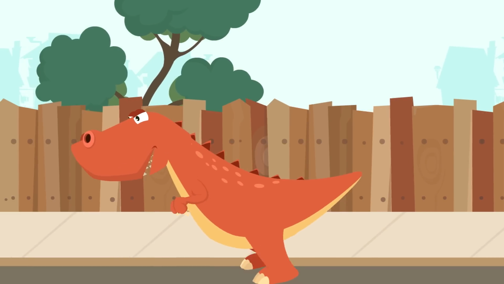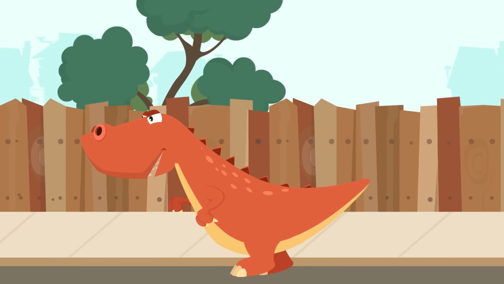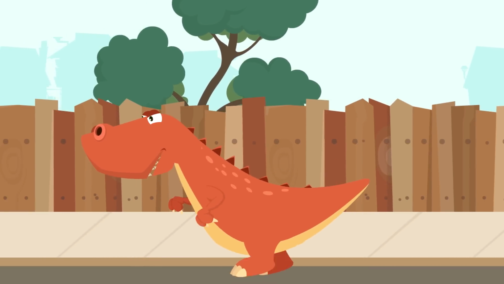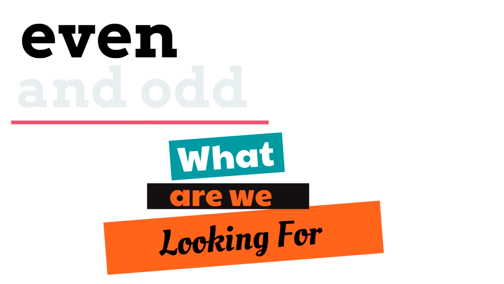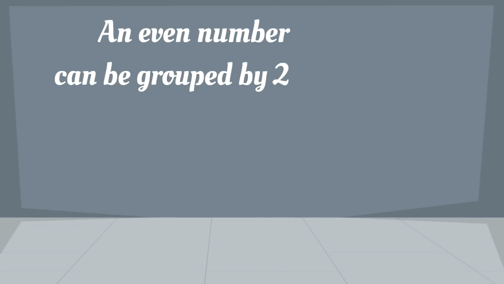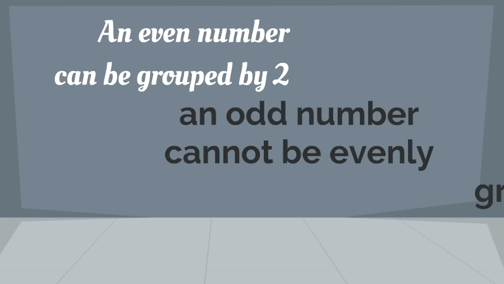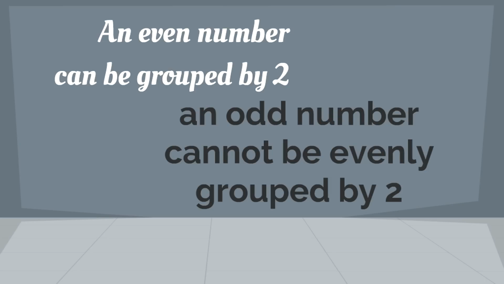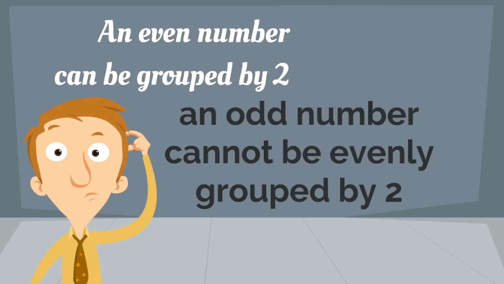He's ready to help us discover the secret to knowing even and odd. So what is this key that we're looking for? What are we looking for that will tell us if a number is even or if the number is odd? An even number can be grouped by 2. An odd number cannot be evenly grouped by 2. So it's all about the number 2, and that might sound confusing. Let me show you and you'll see.